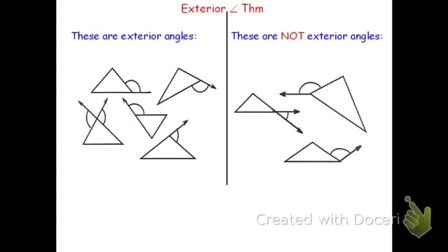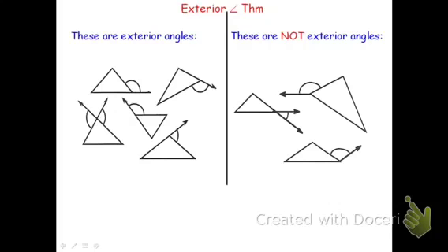For example, the one in the upper right hand corner is not an exterior angle because in this case, this ray right here is not formed by extending any of the sides. If we were to extend this side, it should actually go this way. Or if we were to extend the left-hand side, it would carry up that way. And that's not what we have here, so that's not an exterior angle.